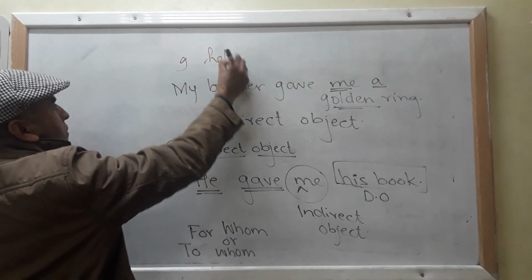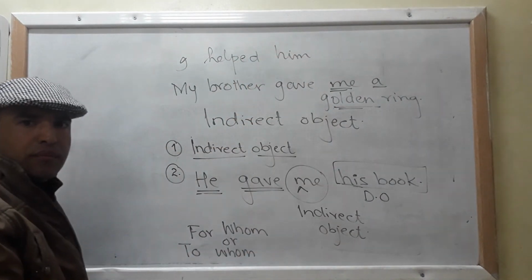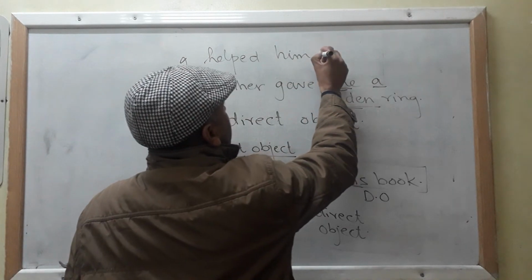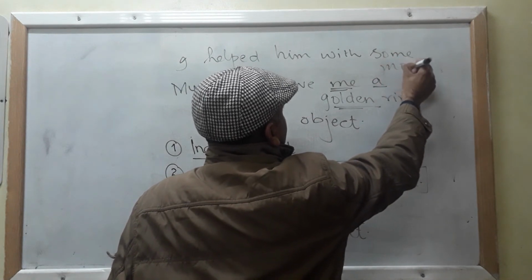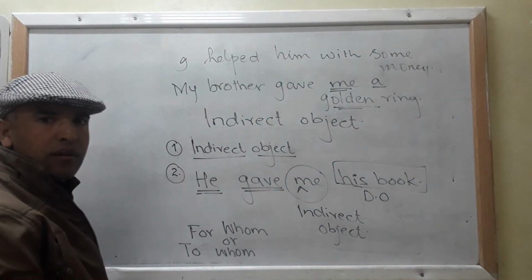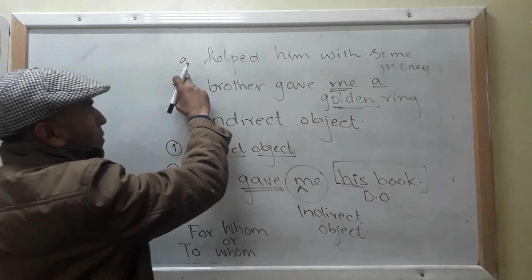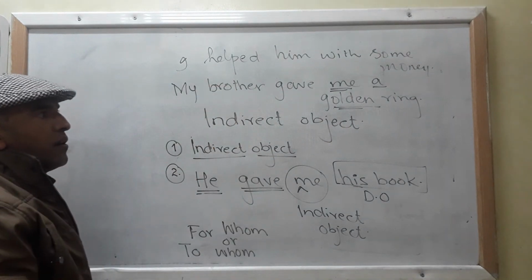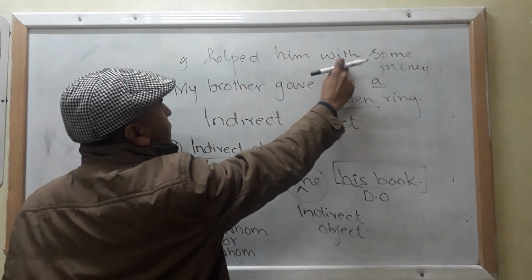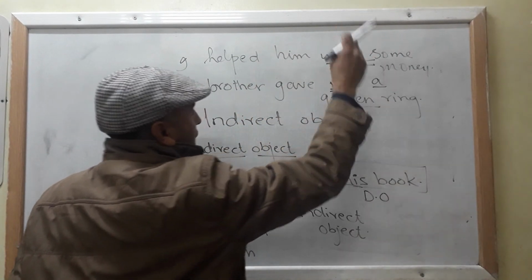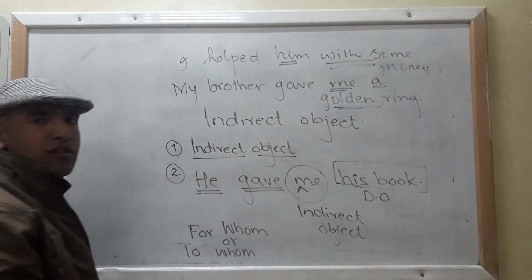I helped him with some money. I helped him. I helped, this is your subject, this is your verb. Whom did I help? What did I give? So here we find that this would be your direct object: I gave him some money. So that is your direct object. Here this is your indirect object.